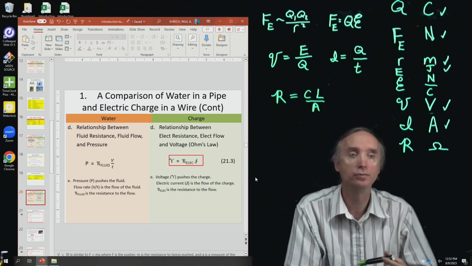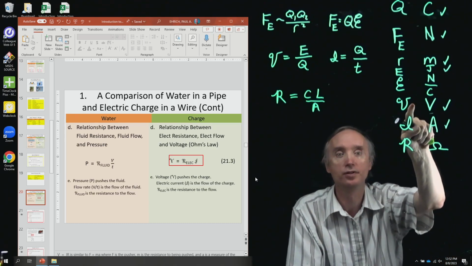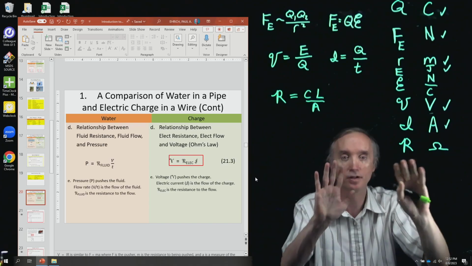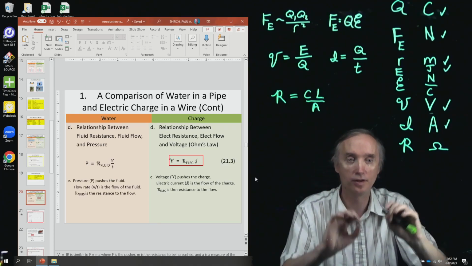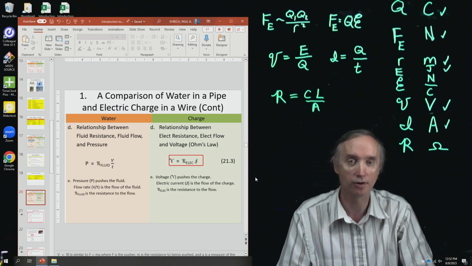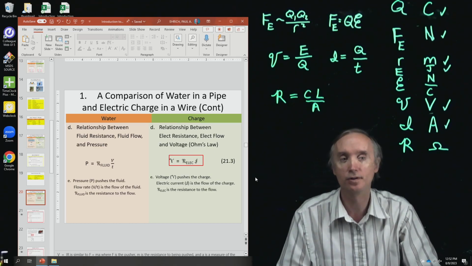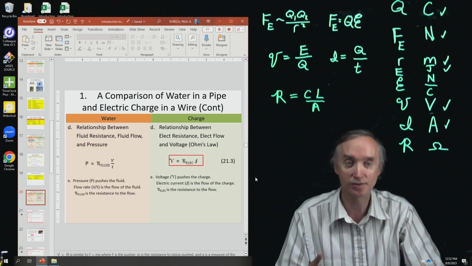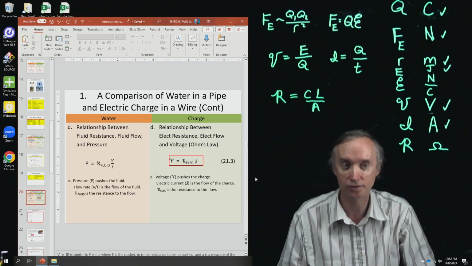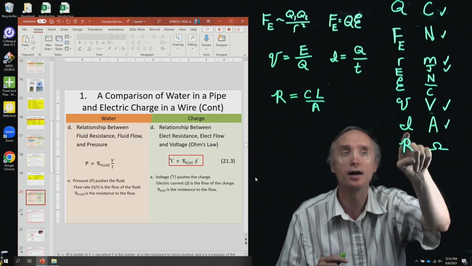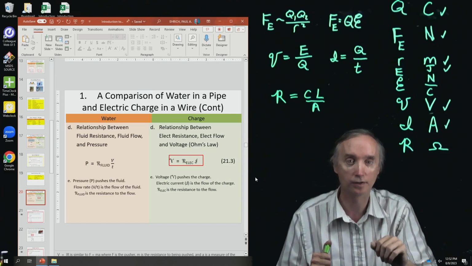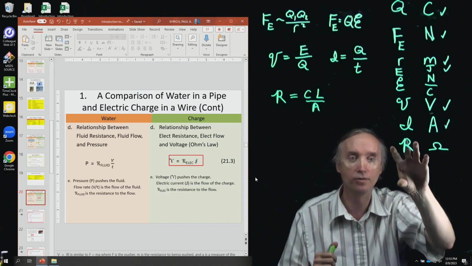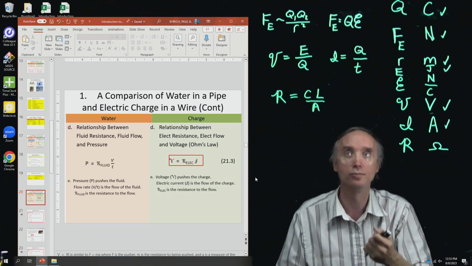Okay, so now we know what voltage is. Voltage is going to be the pusher of the electrical charge, which makes the current. Resistance is going to be the thing that resists the flow of the electricity in the wire. And then the I is going to be the flow of the electricity. So all three of these go together to make Ohm's law.